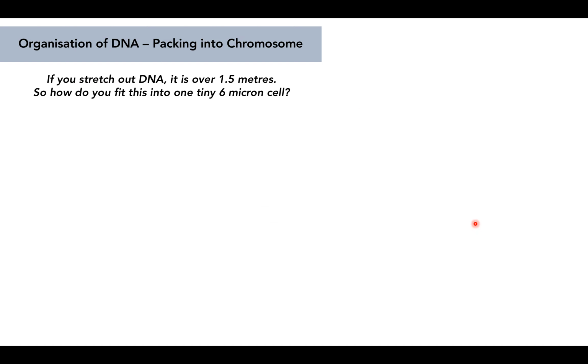Now that we have that out of the way, let's talk about how we organize this 3 billion base pair of nucleotides into one tiny cell. So if you stretch out your DNA, it will be over 1.5 meters long. And how do you fit this in a tiny 6 micron cell is a very interesting question indeed. And the answer lies in how it is organized and compacted into chromosomes.